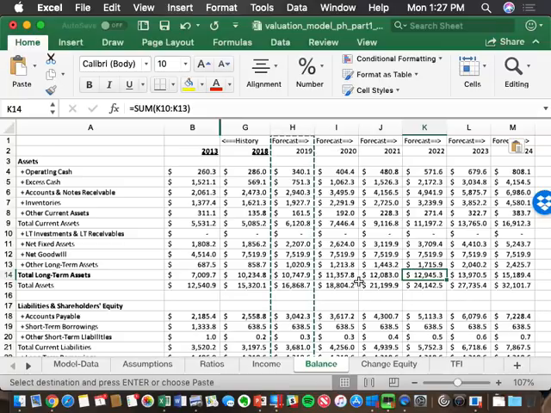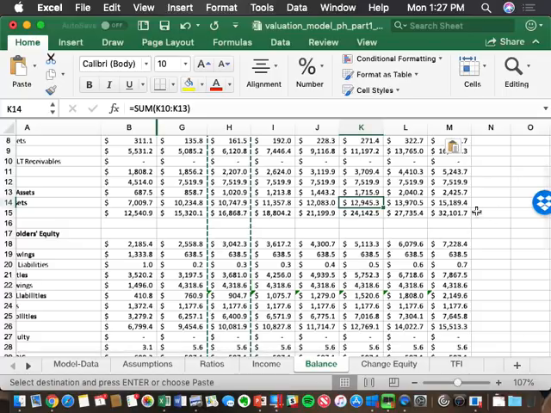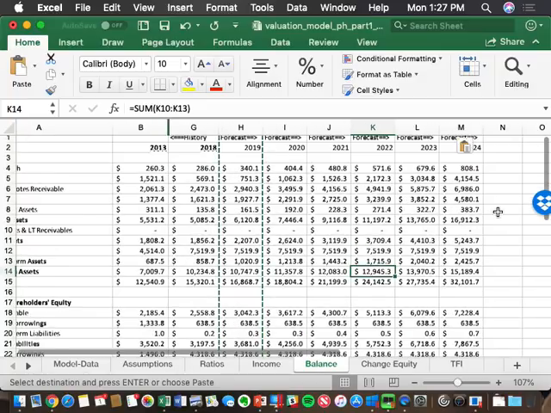So very quickly, you should have a balance sheet balancing through 2024. If you want to check your math, 32,101.7. That should be your assets in 2024, if you've been following along.